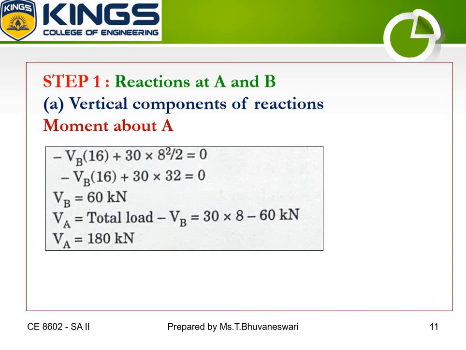The next equilibrium condition is summation of vertical force is equal to 0, which means VA plus VB is equal to total load. Therefore, VA is equal to total load minus VB. So what is the total load? The total load is nothing but the uniformly distributed load which acts on the 3-hinged arch. The load is 30, and initially we have to convert it into the point load. So 30 into 8 minus the value of VB, which is 60. Then we will get the vertical reaction at A, which is equal to 180 kilonewton.